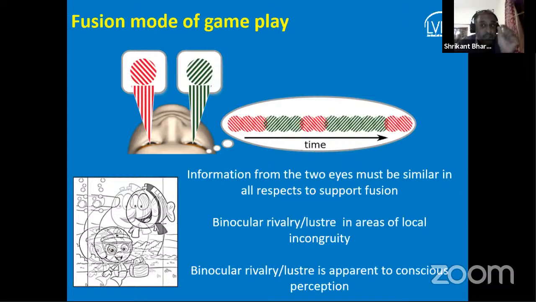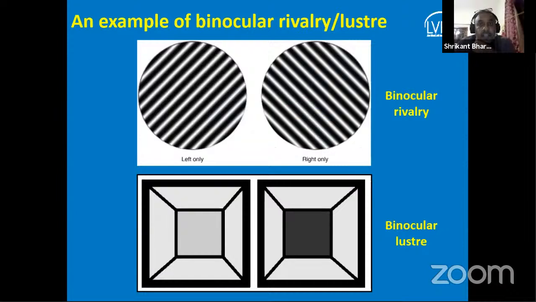So by fusing the two images and making them into a cyclopean percept, what you are doing is converting the task from a search task to actually a task just to identify where you see this lustre or the rivalry happening. That's all that your task has become, and therefore you should become much better at this. In case you do not have a clue of what I'm talking about, here is an example of a binocular rivalry stimulus and a binocular lustre stimulus.